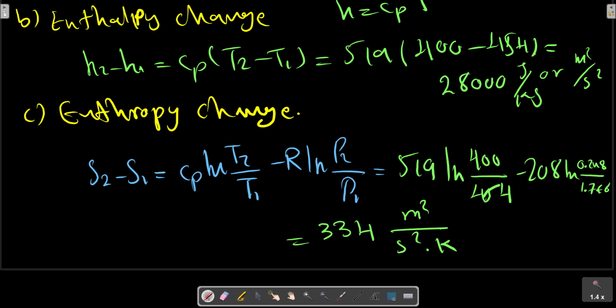So the fluid entropy has increased. If there is no heat transfer, this indicates an irreversible process.